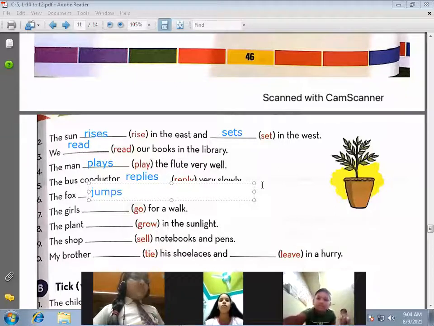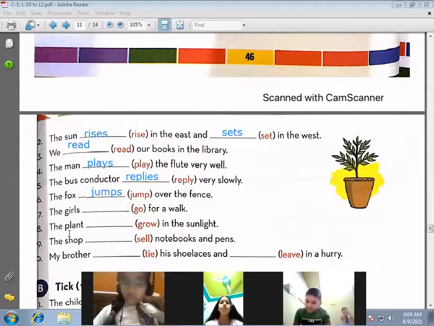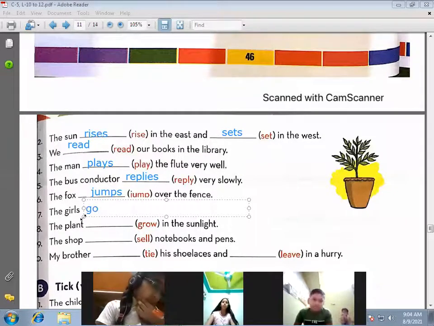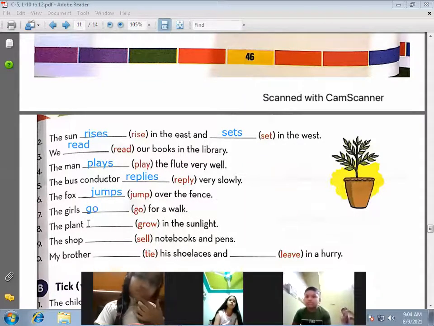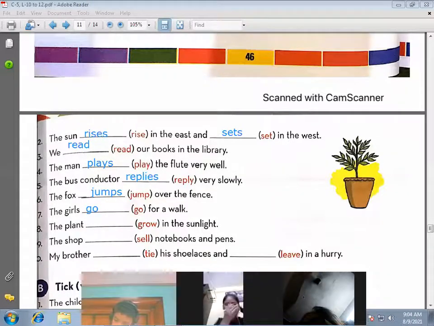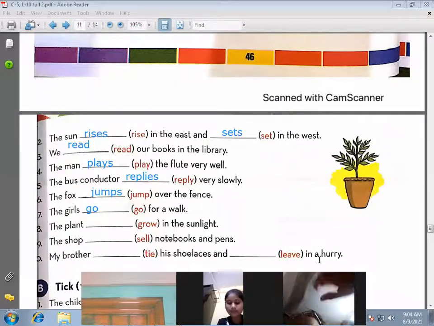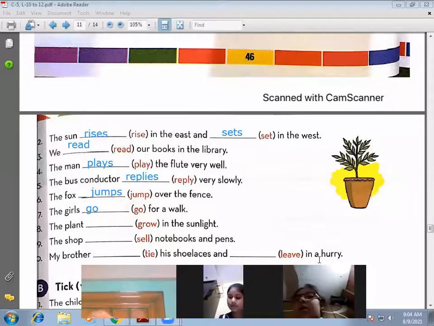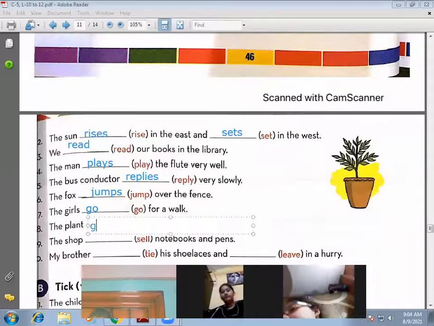The girls dash for a walk. Ma'am, go for a walk. Go. It will remain same. We'll use here the base form of the verb, because here our subject is plural. Next is for Anushka Sharma. The plant dash in the sunlight. Unmute yourself quickly. Ma'am, grows. Grows, correct.